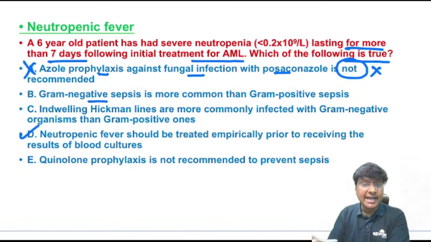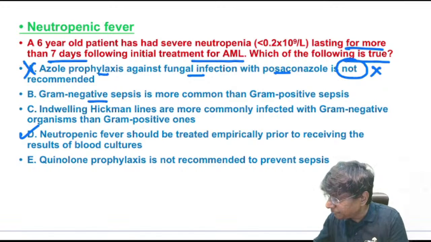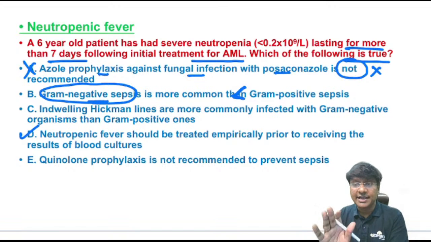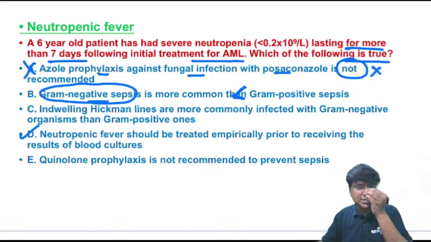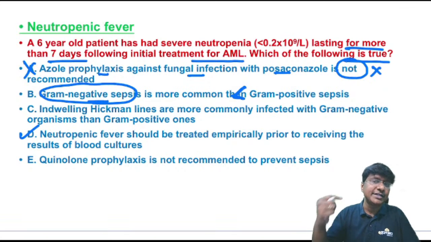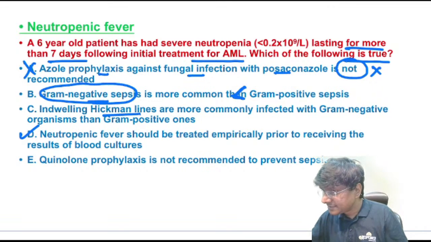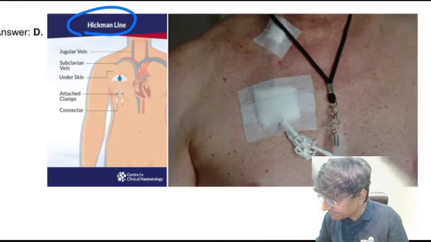Gram-positive infections are more common compared to gram-negative sepsis. Although gram-negative infections are more life threatening, gram-positive infections are more common than gram-negative infections, even if the patient is on any indwelling line. So what is this particular Hickman line? This is your Hickman line.